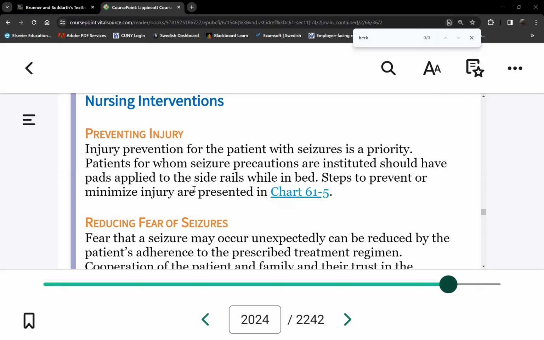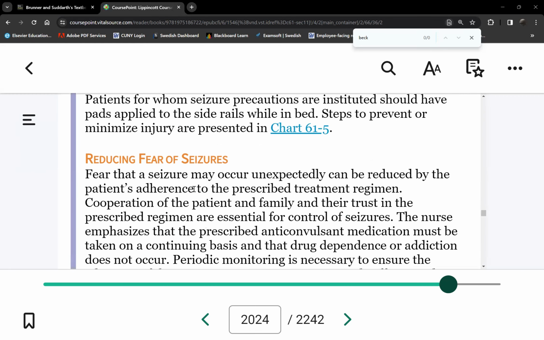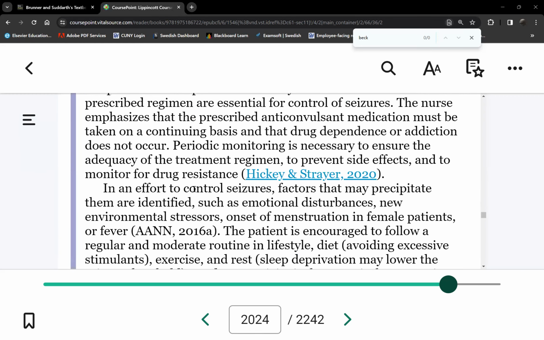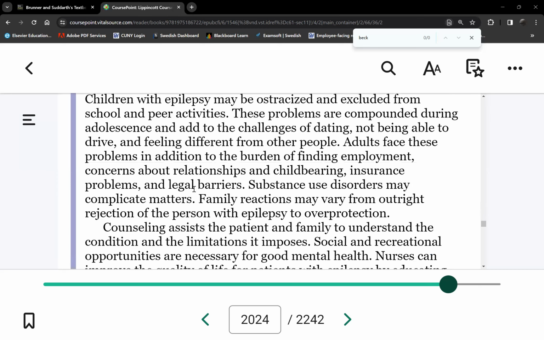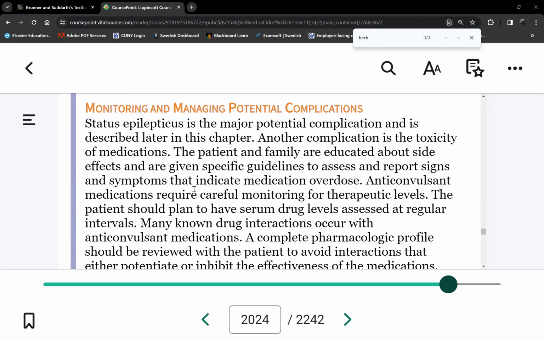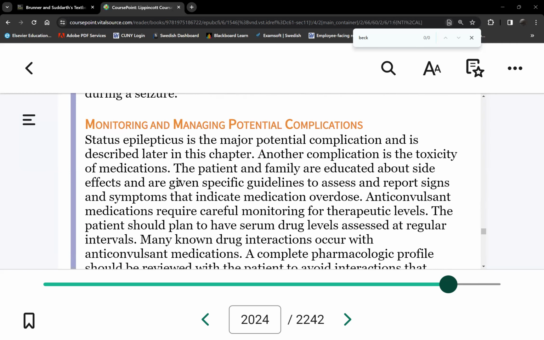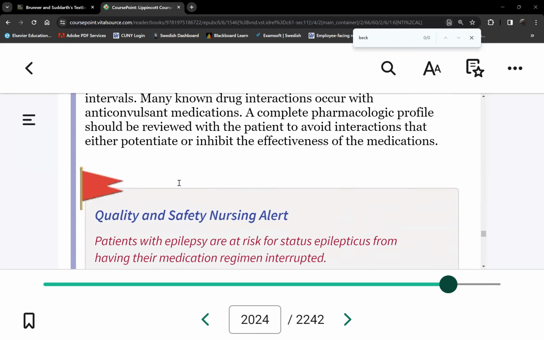So these are your summary of your interventions. Prevent injury, we know the steps. We know our responsibilities. Coping. As far as driving, that's specific to every state, so I doubt NCLEX will ask whether or not they can drive. Some states still give them driver licenses, but some do not.